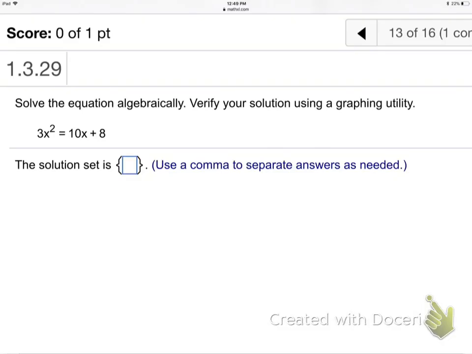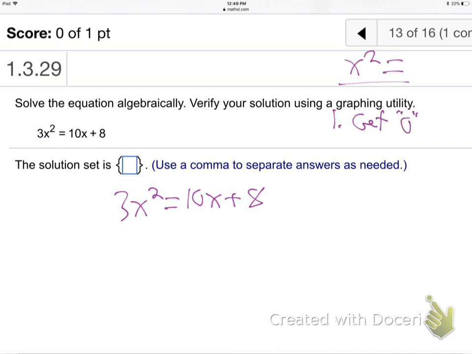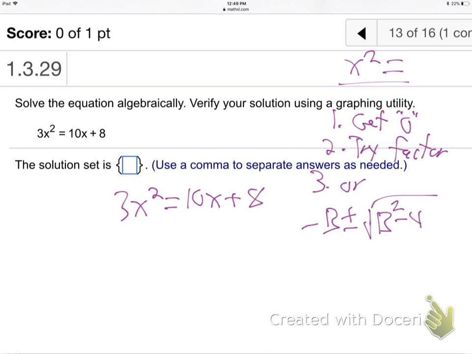Okay, what do you do on this one? 3x squared, 10x, but remember I wrote the instructions for x squared with an equal sign earlier. Step 1 is, get a 0, remember? Step 2 is you try to factor. And if you don't want to factor or it won't factor, you could do the quadratic. Negative b plus or minus the square root of b squared minus 4ac, but it's always gonna be plus or minus, all over 2a. Remember that?